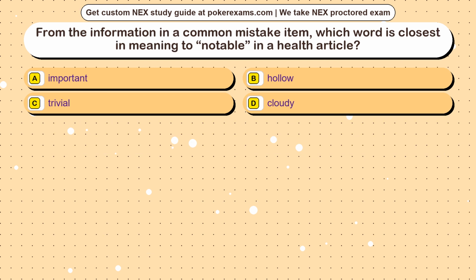Question 22. From the information in a common mistake item, which word is closest in meaning to notable in a health article? Option A, important. Option B, hollow. Option C, trivial. Option D, cloudy.